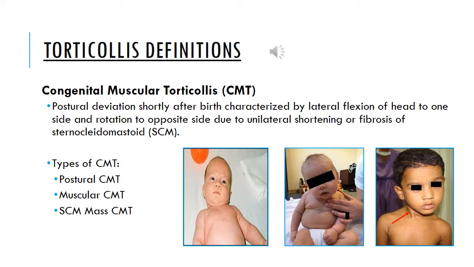Muscular CMT does present with unilateral tightness of the sternocleidomastoid into lateral flexion or rotation, but there's no mass associated with it. So you can't feel anything on palpation, and on imaging, there would be no fibrosis of that tissue. SCM mass torticollis is different in that not only are the range of motion restrictions present, but that child does have a palpable nodule or a fibrosis band. So that would be the most severe form of congenital muscular torticollis.